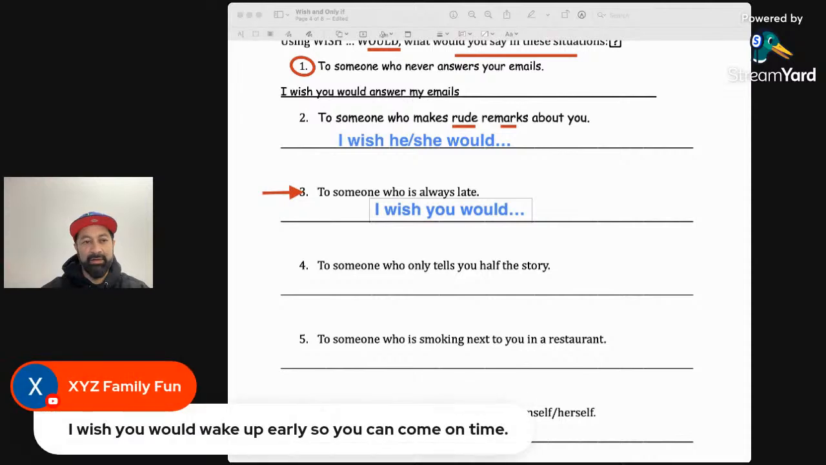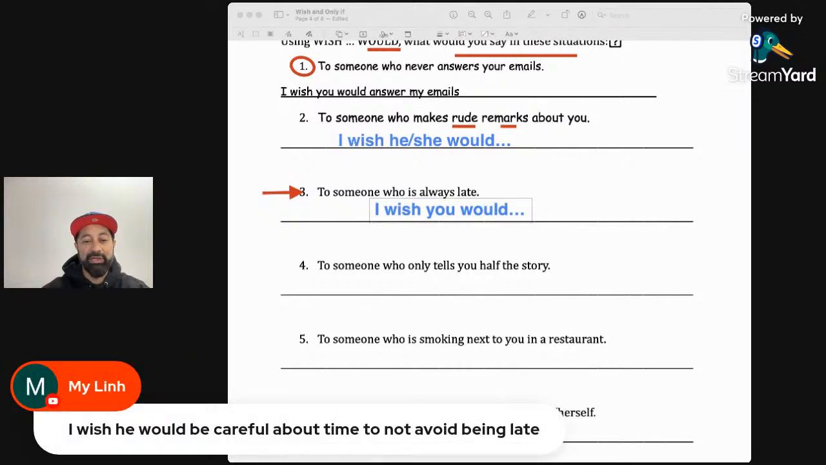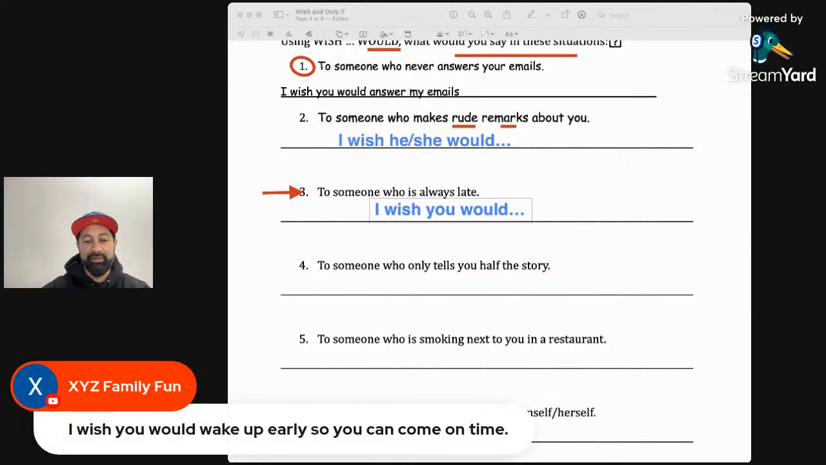Okay, so let's go out here. XYZ has an answer. "I wish you would wake up earlier so you can come on time." Perfect. "I wish he would be careful about time, not to avoid being late." Perfect. Excellent. There are so many different answers, from simple answers to Mylin's answer, a very complex sentence, very good. XYZ also has a very complex sentence, very good.